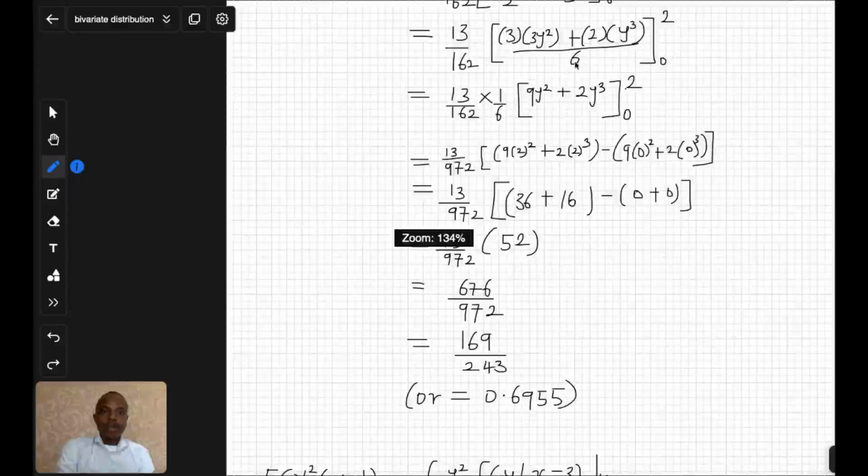okay, we bring 1 over 6 outside, and then we have this, so 1 over 6 is outside, and then we can just substitute 2. So in the first case, when we substitute 2 in place of y, we have this. So when we put 0 in place of y, we are going to have this. And when we do our mathematics, 2 raised to the power of 2 is 4 multiplied by 9 is 36. 2 raised to the power of 3 is 8 multiplied by 2 is 16.